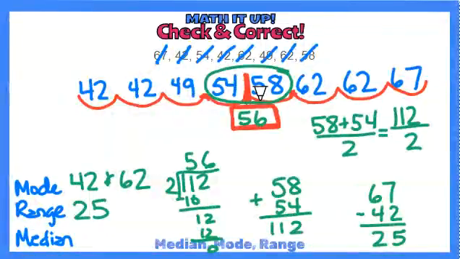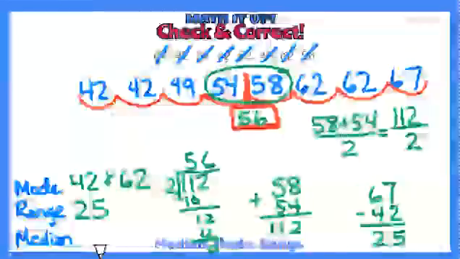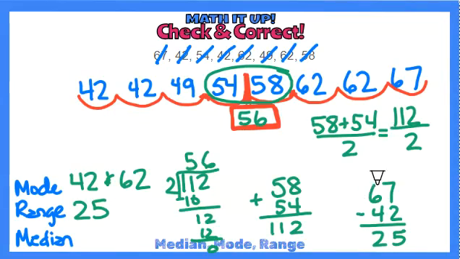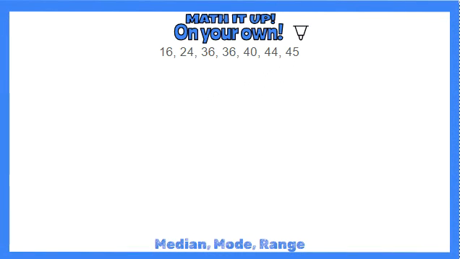So hopefully you got that work correct. If you did not, please make any changes and correct your work. And we're going to go on to the next page here. And the next page is on your own. So here's a set of data. You are going to find the median, mode, and range on your own and do that process one more time while it's fresh in your mind.